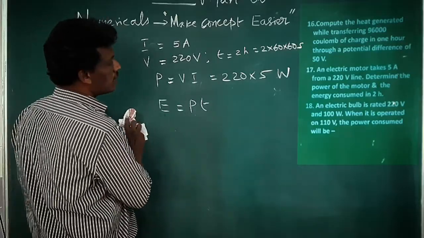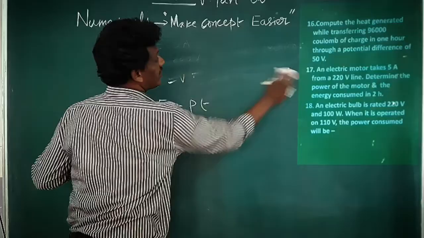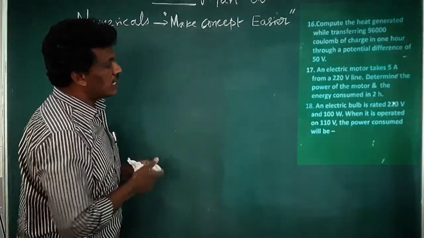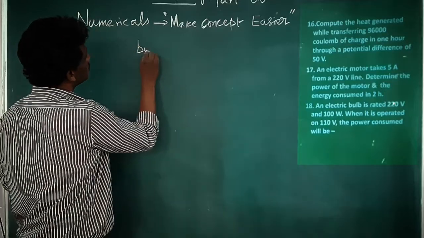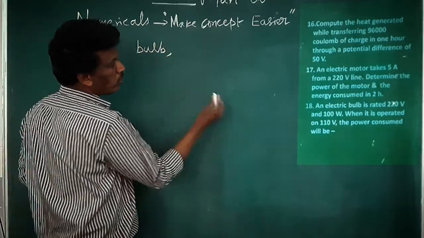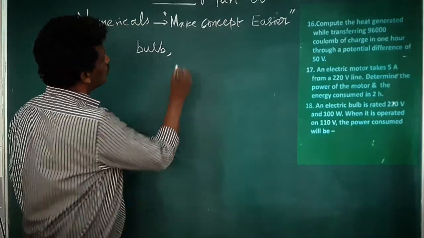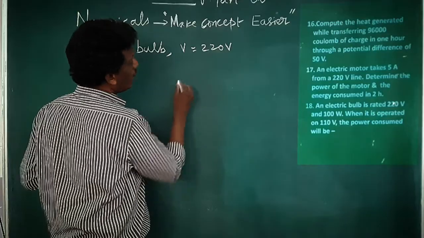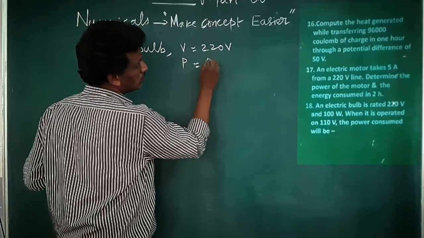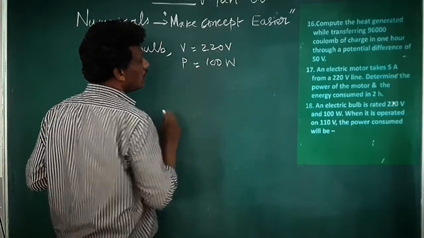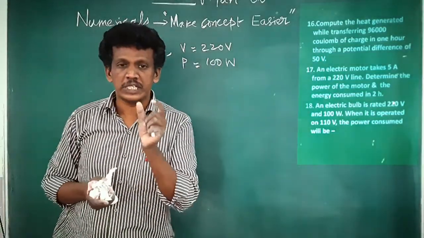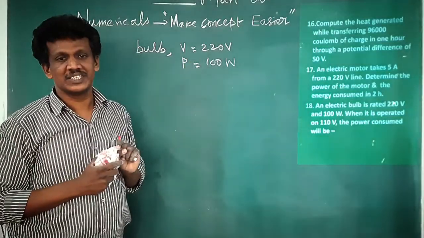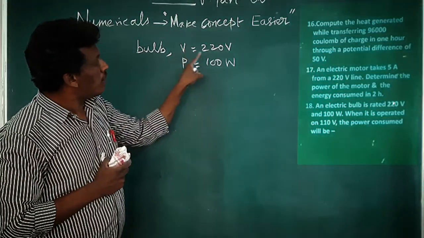Let us go through question number 18. A very interesting question, just see the concept. What is given? Electric bulb. The bulb is rated 220 volts, so V equal to 220 volts and power equal to 100 watt. If you purchase any electrical appliance, you can see these two values. This is called the power rating.